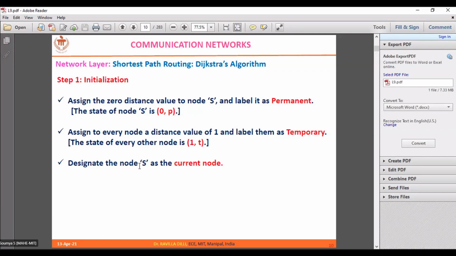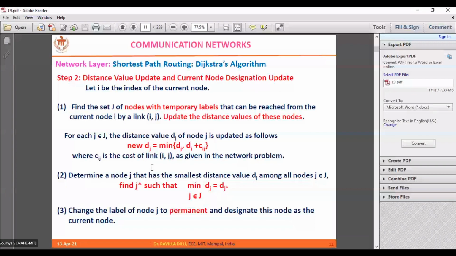Next, you designate the node S as the current node or the working node that I was mentioning. After that, you go on updating the distances. This is the expression or equation you use when you have to improve or update the distances. What is it? The new distance will be equal to the minimum of the existing distance and the distance that is calculated right now, isn't it?